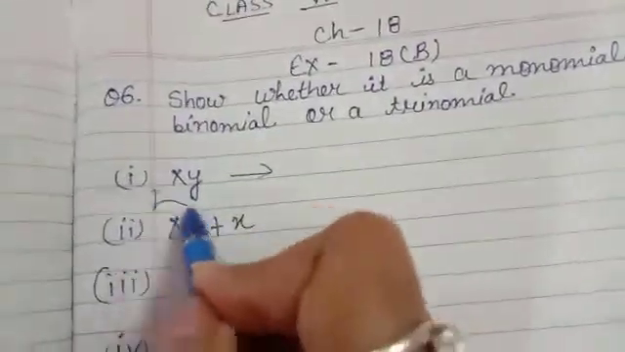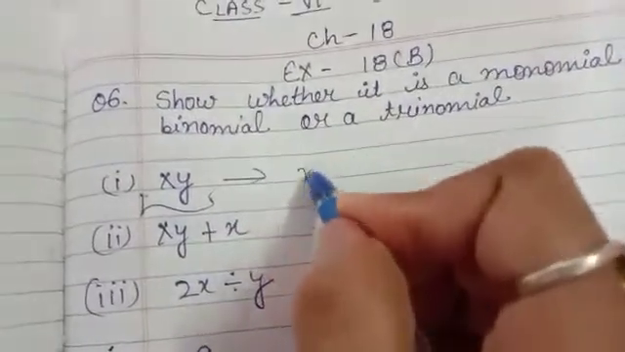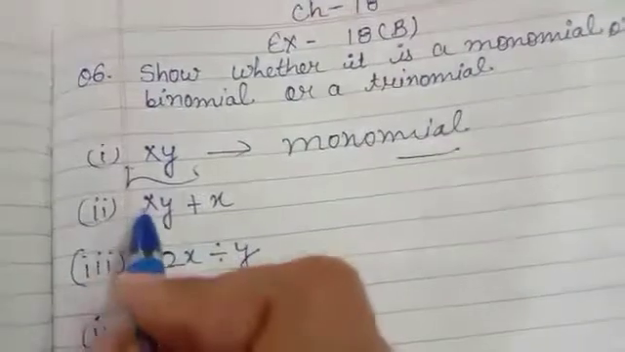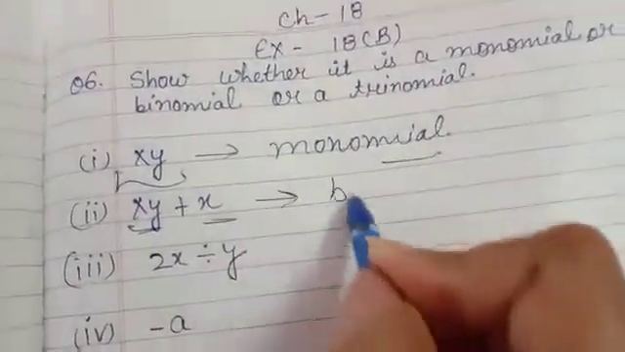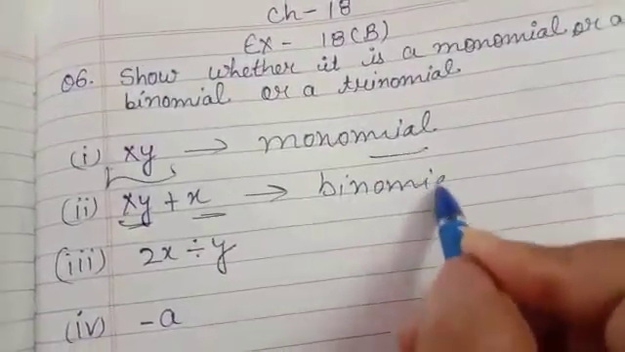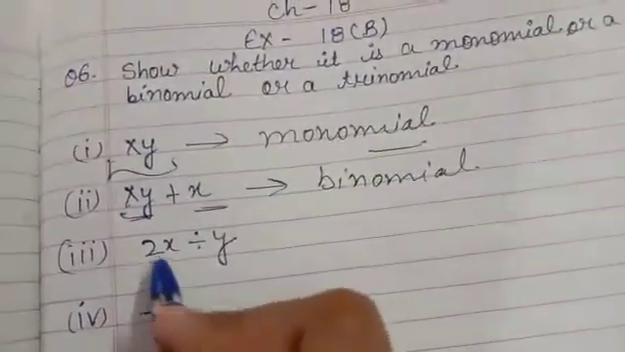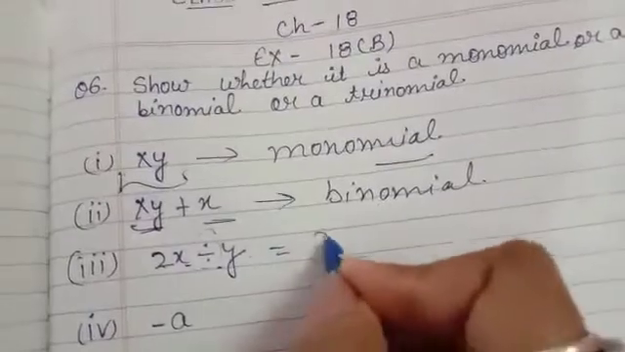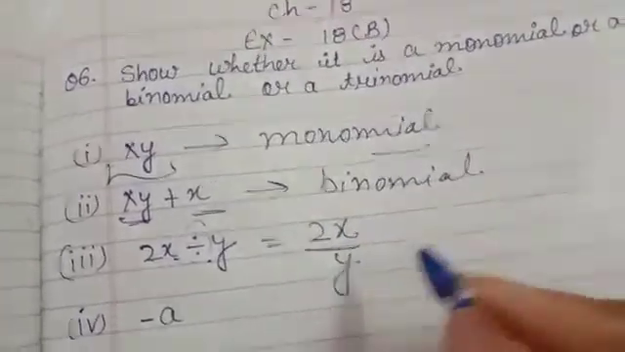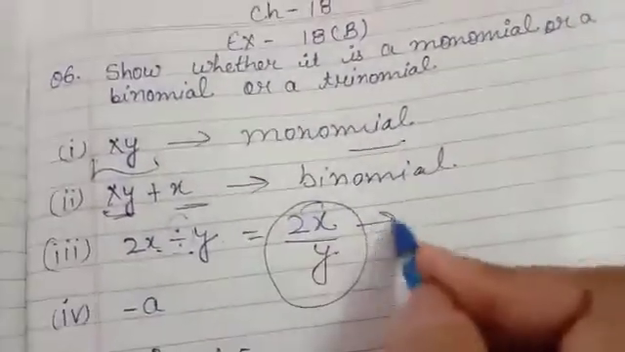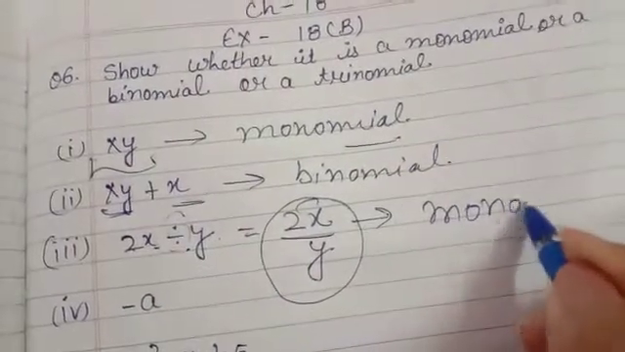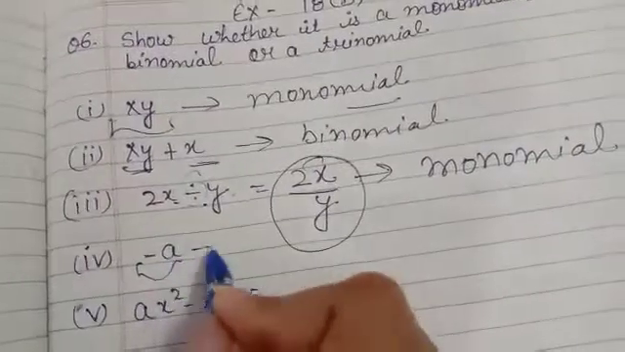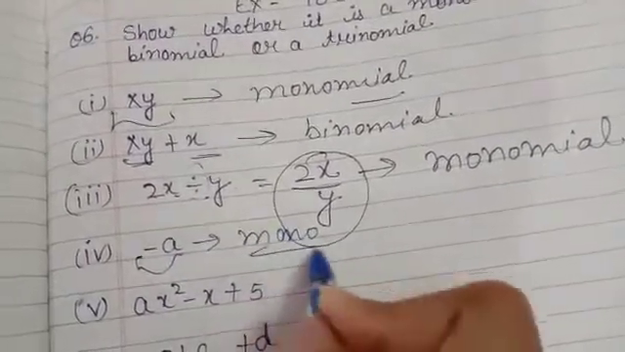Here is only one term, so it's a monomial. Two terms, so it's binomial. Again check here, beta, there is a sign of division given, so we will write it like this. Now check, it's one term, so it's monomial. One term, again, mono means one, I told you.